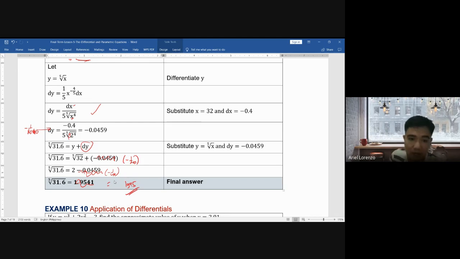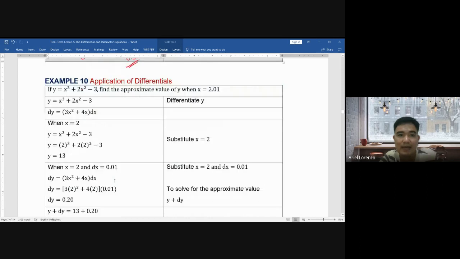Nakuha? Okay, let's check. Fifth root of 31.6, and that is 1.99497. Okay? 1.99497. And they are approximately equal to one another. Okay?